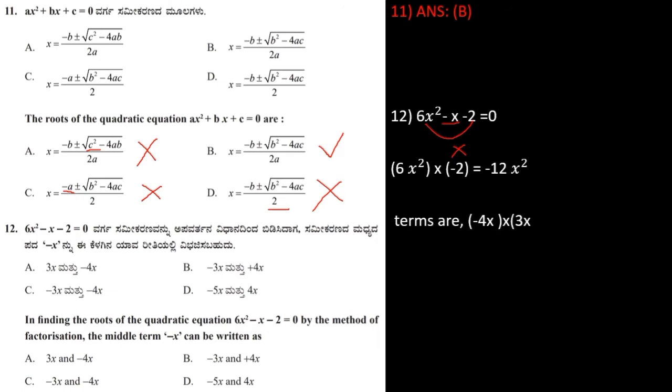But here they said we need minus x, that means one term needs to be minus. Therefore I'll take the bigger term as minus, therefore minus 4x into 3x is equal to minus 12x squared. By multiplying we will get 12x squared, by subtracting and adding we will get minus x. Therefore we can say option A is the correct one.